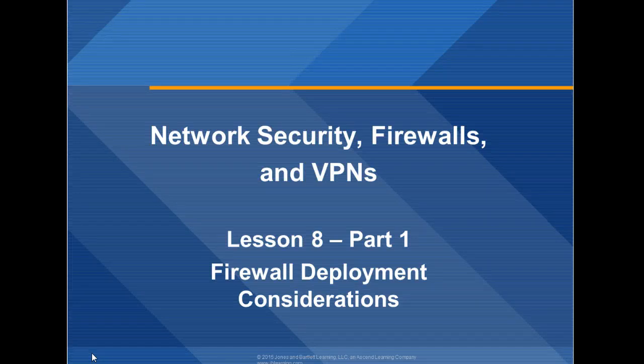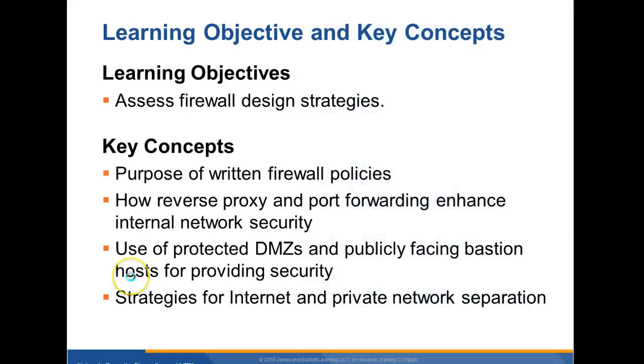This is Network Security, Firewalls, and VPNs, Lesson 8, corresponding to Chapter 8, Firewall Deployment Considerations, Part 1. Our learning objective is to assess firewall design strategies. The key concepts of this chapter are the purpose of written firewall policies, how reverse proxy and port forwarding enhance internal network security, the use of protected DMZs and publicly facing bastion hosts for providing security, and strategies for internet and private network separation.